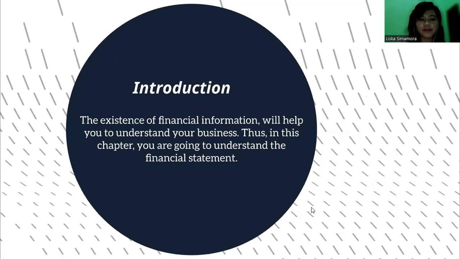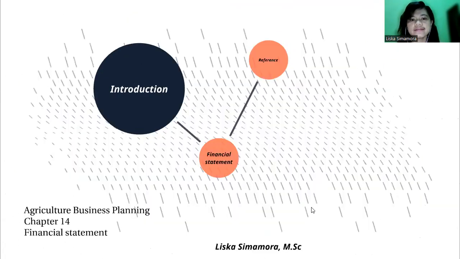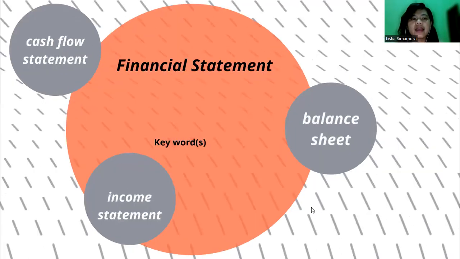Okay, so I want to tell you that the existence of financial information will help you to understand your business. In this chapter, you are going to understand the financial statement. And again, this is the basic one, and what you will create in your business is the very basic one. In financial statement, we have three things that are common: the balance sheet, the income statement, and the cash flow statement. You have to know these three terms in order to understand the financial statement.